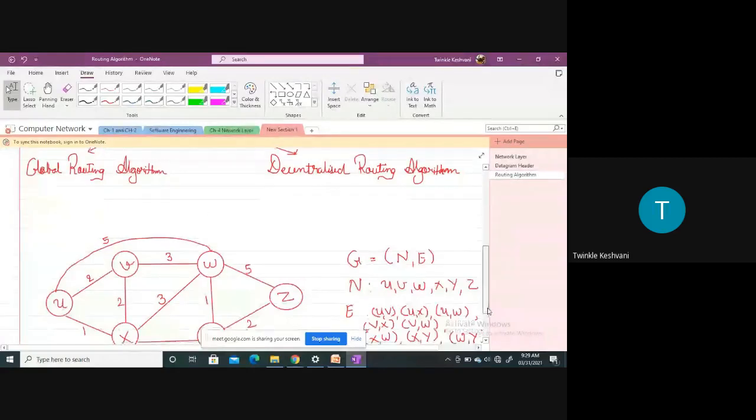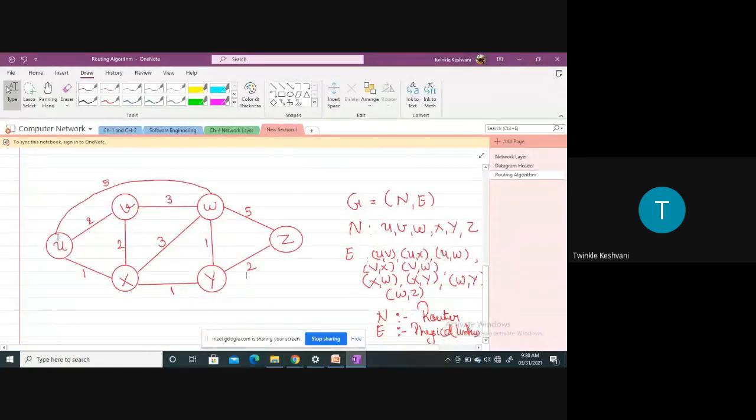Let's say the source is U. U has sent some packets, so they will travel through router V, then W, Z, Y and X. Let's say U sent the first packet; it will go to V, then W, then Z, then Y and X. But flooding does not mean the packet goes from only one side. The packet will travel through all the routes to which the source is connected. The source first goes to all the routers it is connected with, then it moves forward.